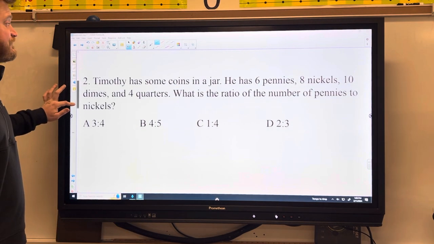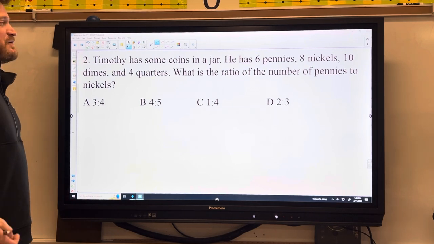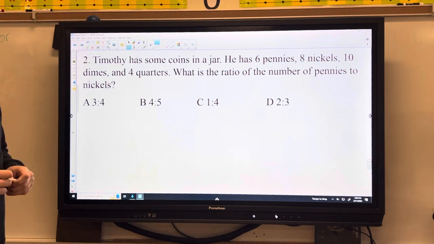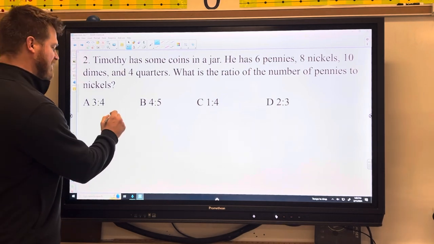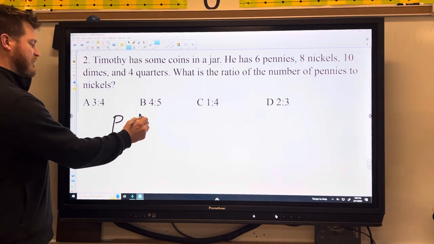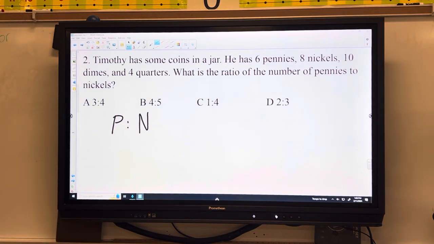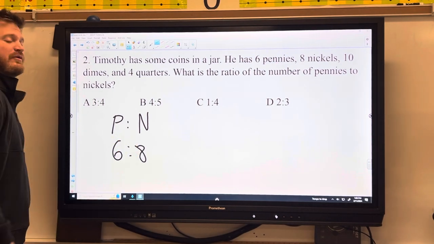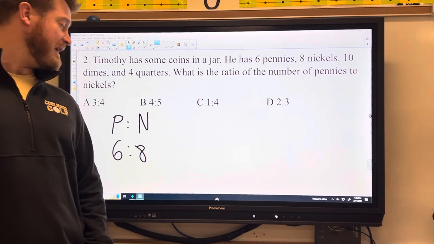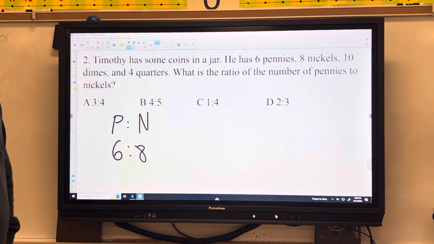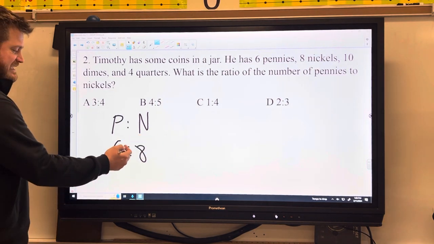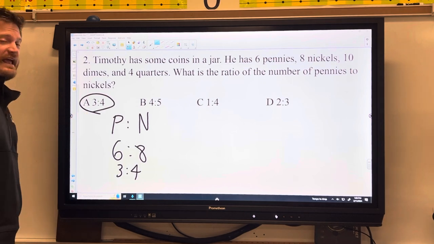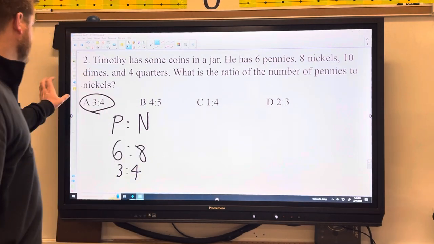Moving on, number 2. Timothy's got some coins in a jar. He's got 6 pennies, 8 nickels, 10 dimes, and 4 quarters. What is the ratio of the number of pennies to the number of nickels? So we only care about pennies and nickels here. So it's 6 to 8. Remember, the order matters. Now 6 to 8 is absolutely correct, but with ratios, we always got to simplify. So 6 to 8, if I divide these both by 2, we get 3 to 4. So our answer would be A. Give yourself a pat on the back if you're 2 for 2.